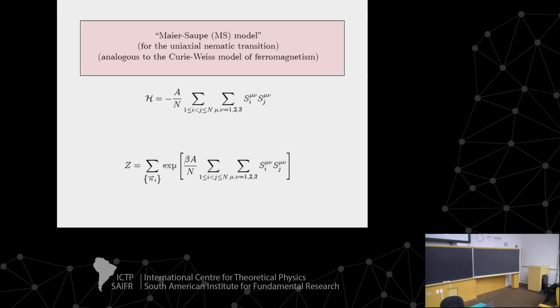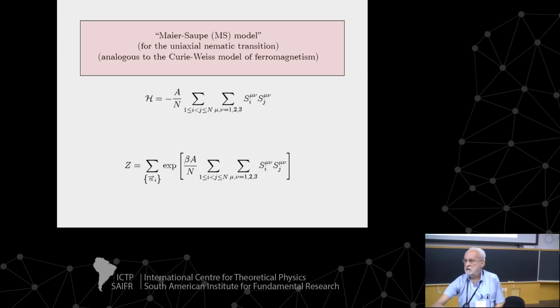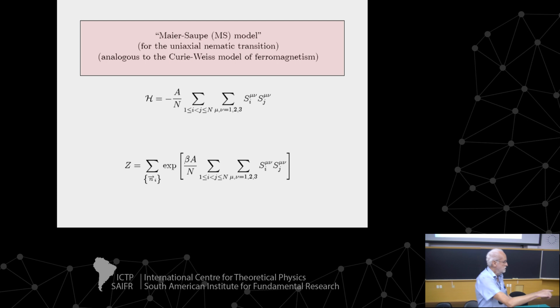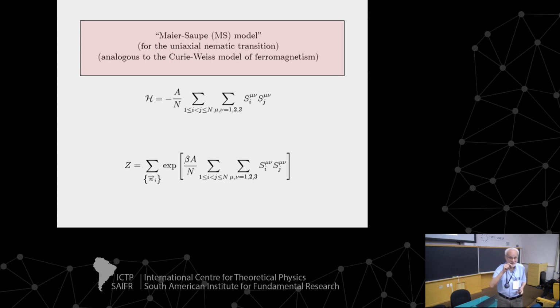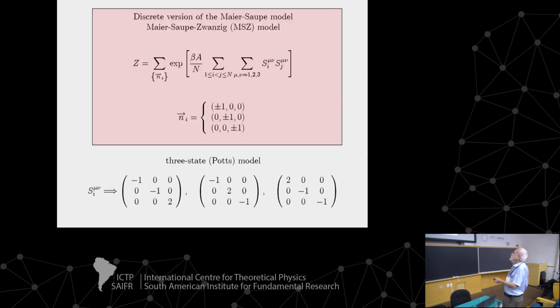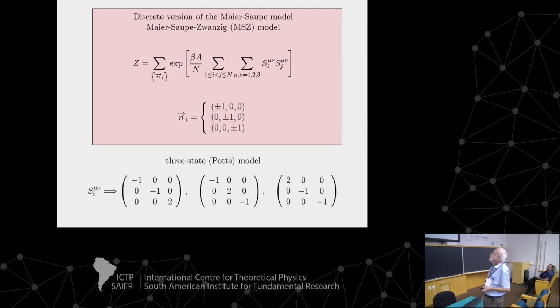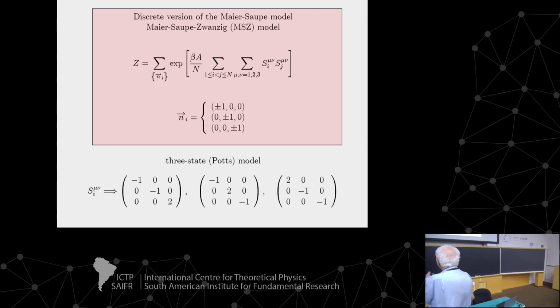Then we have to calculate the partition function. However, to calculate the partition function, we have to sum over all the possibilities of the components of this quadrupole. Indeed, all the possibilities of the directors, the unit directors, the microscopic directors. So we do an extra approximation, and this extra approximation is the simplest model. It's indeed the simplest model. This is the extra approximation, which I call the Maier-Saupe-Zwanzig model. It's a fully connected model.